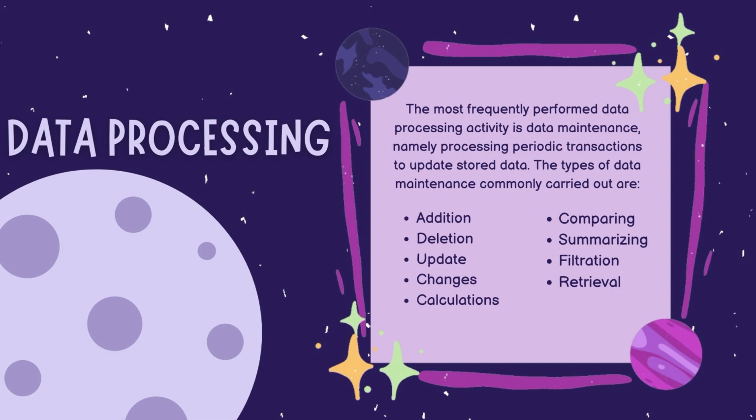Number 6. Comparing two or more data elements, such as the number of items available and inventory rarely falls. Number 7. Summarization or summarizing, namely combining data into one overall number. Number 8. Filtration, namely sorting data for further processing. Number 9. Retrieval, namely retrieving data from storage to be processed or made into a report.